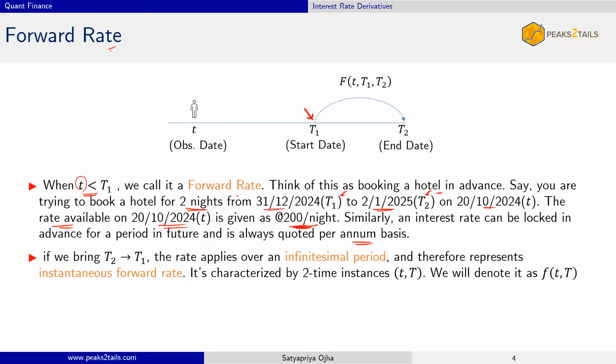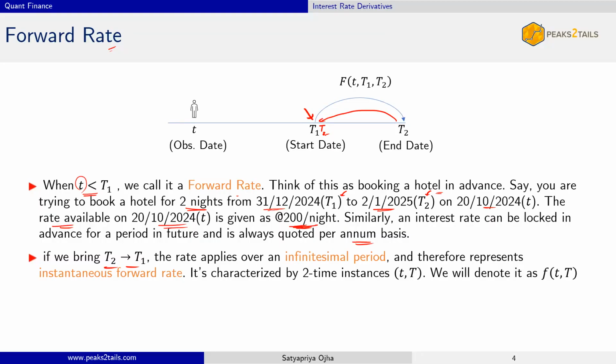Okay, perfect. Now, let's bring T2 close to T1. So it's just next to T1. Think of this as T2 being 1 instant later than T1. In terms of the hotel checking analogy, think of getting into the hotel and coming out in 1 instant. Not even staying. It's not even 1 minute, just one instant.